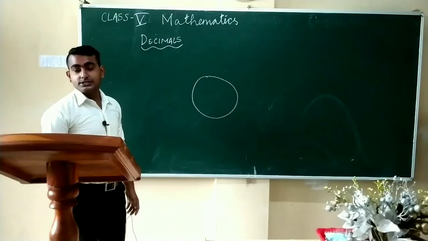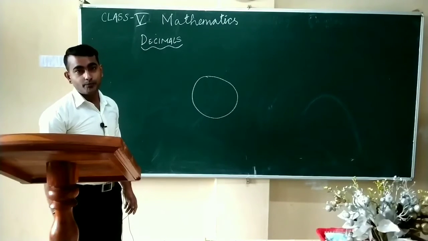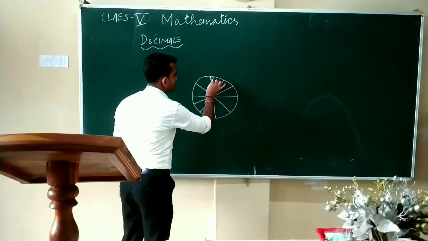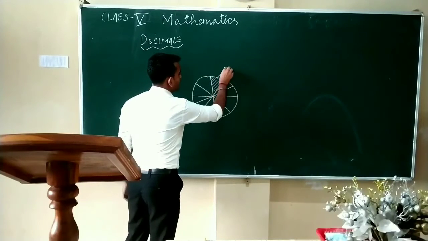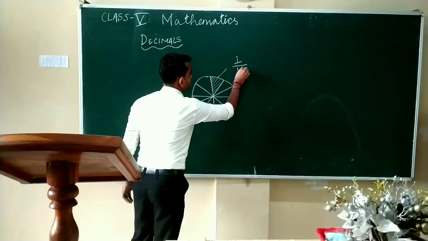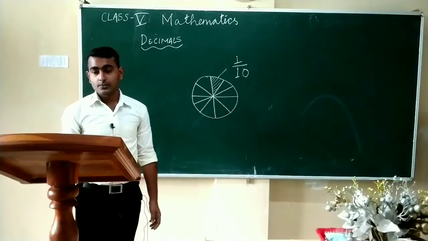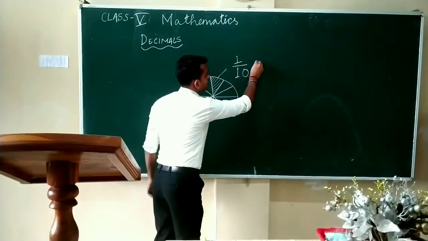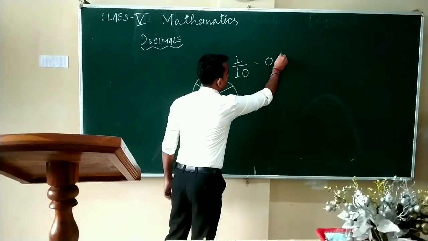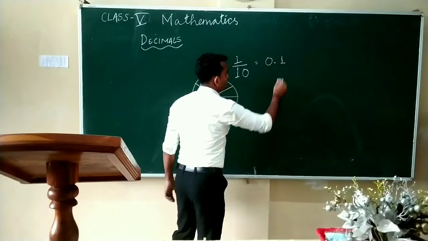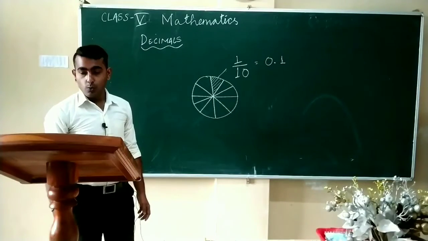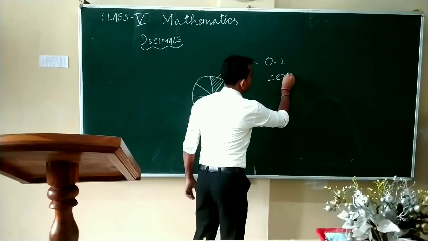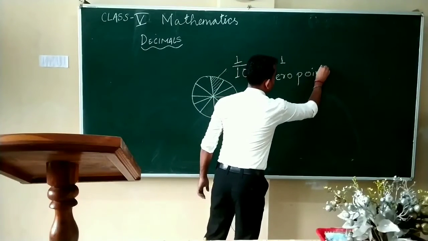Now, divide this pizza into 10 equal parts. Here each part will represent a fraction, and in decimal it can be written as 0.1 and read as zero point one.